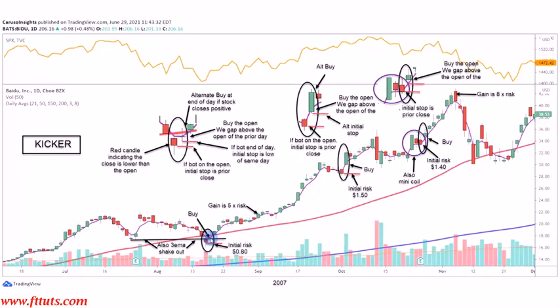So here in this example, if we bought the opening on Baidu, we had an initial 80-cent risk to the close of the prior day. Very quickly, we had a 5 times risk, and then we went substantially higher. Here we consolidated very shortly. We had another kicker pattern.